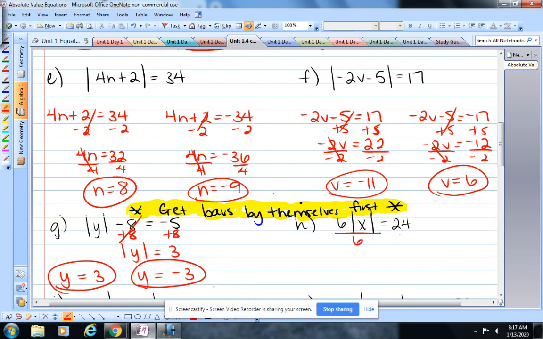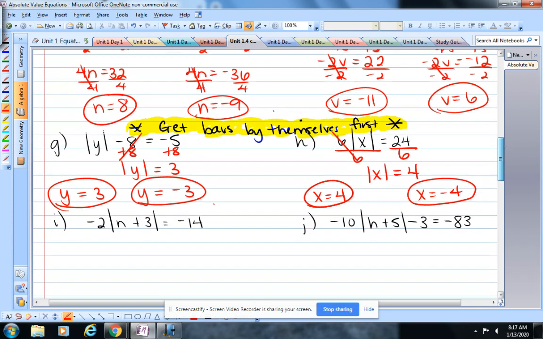Divide by 6. Opposite of multiplying is dividing. So divide both sides by 6. And that leaves you with the absolute value of x equals what number? 4. So now are the absolute value bars by themselves? Yes, so now you split it up. So how do we split it? Very good. x equals positive 4 and x equals negative 4. Now with me? So if the bars are not completely by themselves, that is your first job.